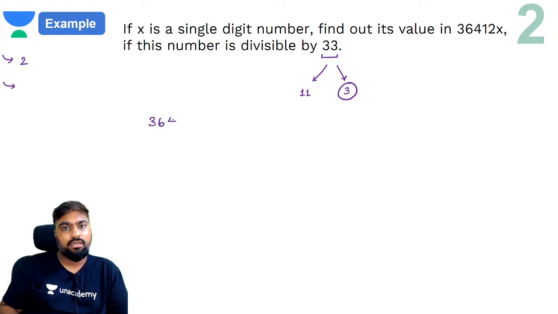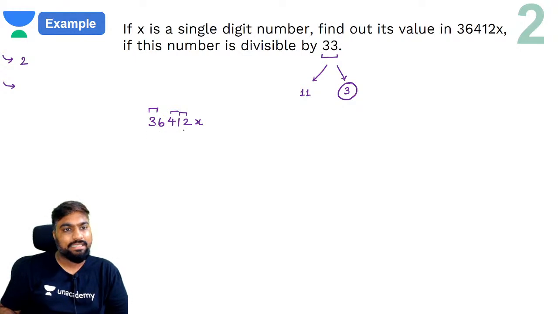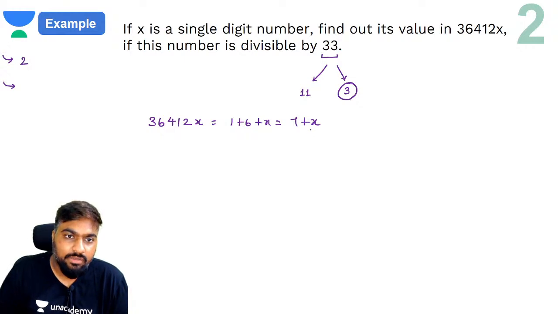3, 6, 4, 1, 2, x. So 3, 6, 9. 9 plus 7, what do you get? 16, right? If you add this up: 9, 13, 14, 15, 16. So this is 16 plus x, that is 1 plus 6 plus x, that is 7 plus x. What are the possible values x can take?